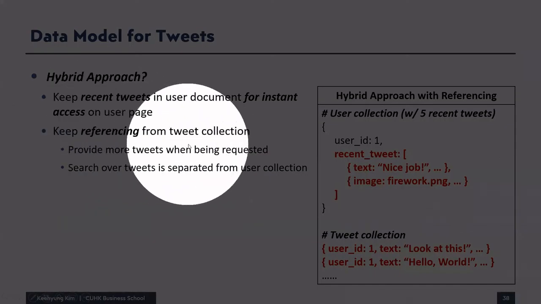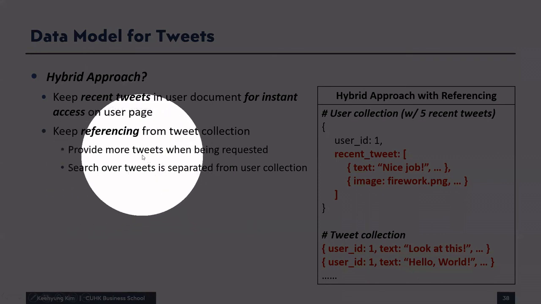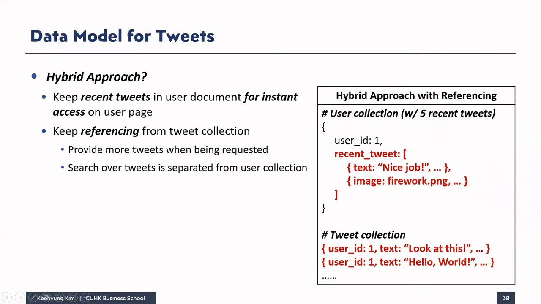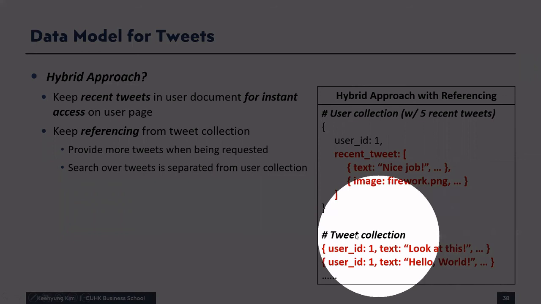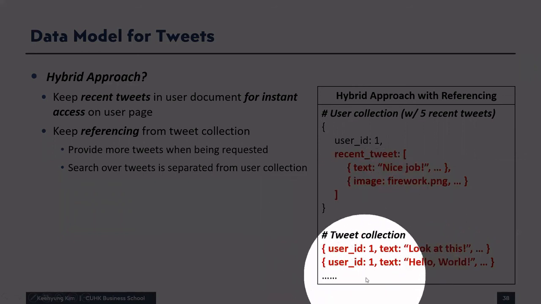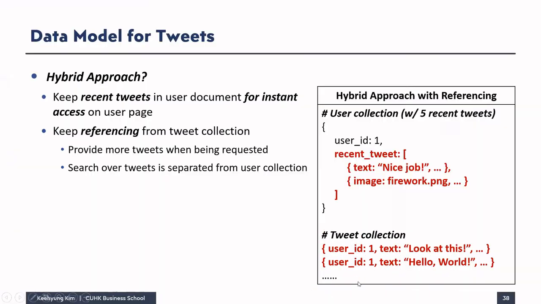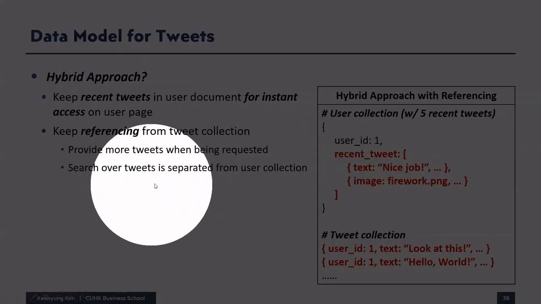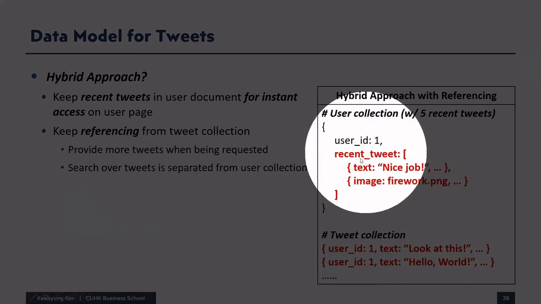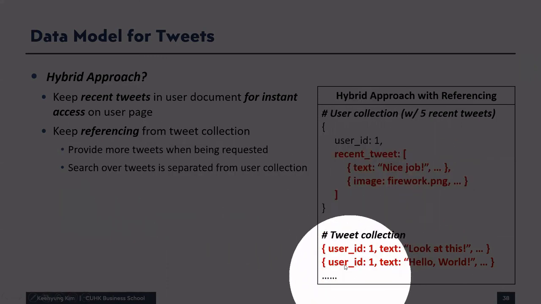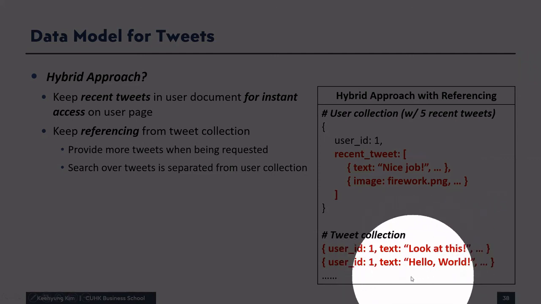So we use referencing from the tweet collection, and when a user requests to see more tweets from another user, then at that time we simply search and provide more tweets when it's requested. So older tweets are stored separately in the tweet collection like this. And then it also has the advantage of search. So if the user wants to search over tweets, we don't need to scan this. We can simply scan over the tweet collection, so it will be fast to search a certain tweet information too.